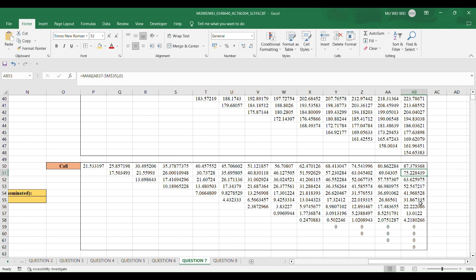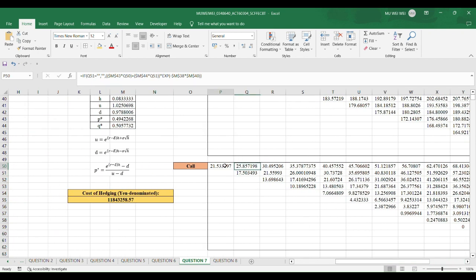So the formulas will be the same for this column for the 12th period. And then for the 11th period, it will also be the same as when we calculated the one for the pounds denominated. We use the if function to get these values right here. And this will be the same formulas. So in the end, we will get the price of the call option is 21.533197.